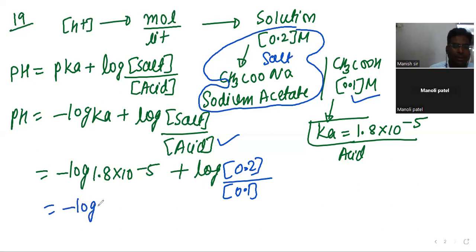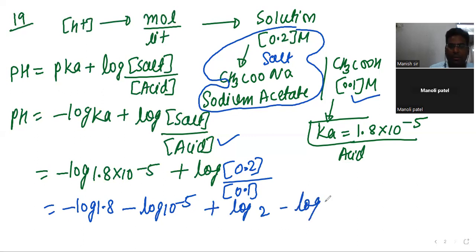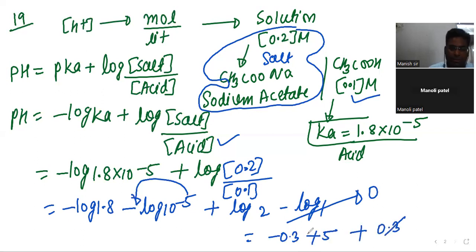So it will be minus log 1.8 minus log of 10^-5 plus log 2 minus log 1. Log 1 is 0. Log 2 is nearly 0.3, so it will be minus 0.3. And this minus 5 will multiply with this, then it will become 5. And log 2 is 0.3, so it will get cancelled. The approximate answer is 5.041. So we have found the pH. Now we have to find the H+ concentration. We have got the pH value, that is 5.041.